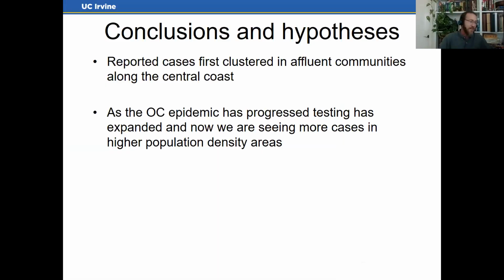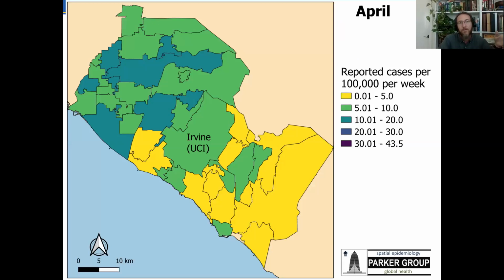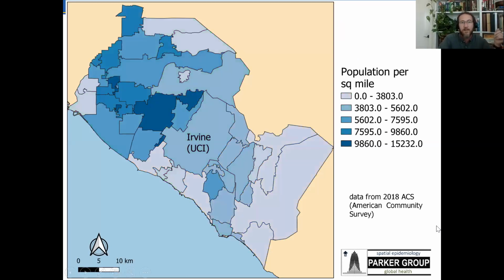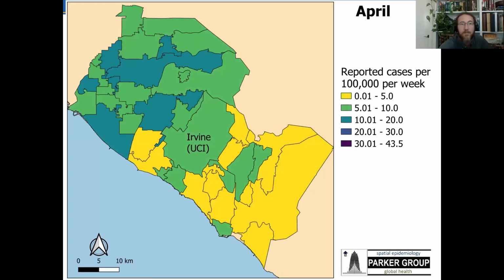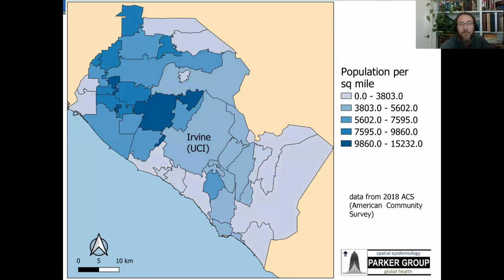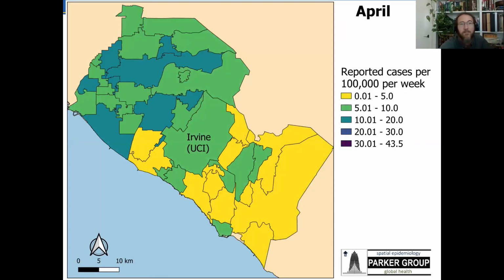Moving on, as the COVID-19 epidemic has progressed in Orange County, testing has expanded, and we're now seeing more cases up in the north and more higher population density areas. So this is the map for April. You can see up in the northern areas there, that's where the higher case intensity is. And again, if I showed you a map of population density, so this is the number of people per square mile, you'll see that it overlaps relatively well with where the higher case incidence is now.